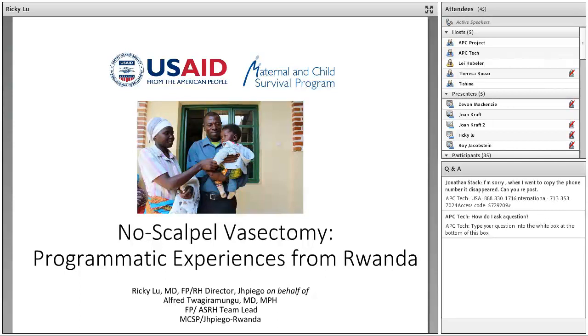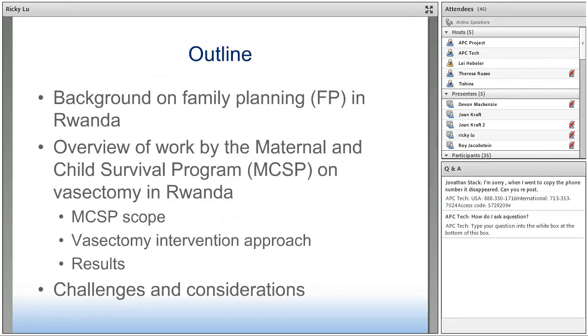So generally, in the next couple of minutes, we have 15 minutes. We want to provide a context for the permanent method work, particularly the vasectomy work that MCSP carried out in Rwanda as part of its overall program implementation. And then we'll also share some of the challenges and considerations as well as some lessons learned. And I heard the previous presentations, including the provider aspects, particularly the men and women's aspects of care, so I will share some aspects of that in this presentation.